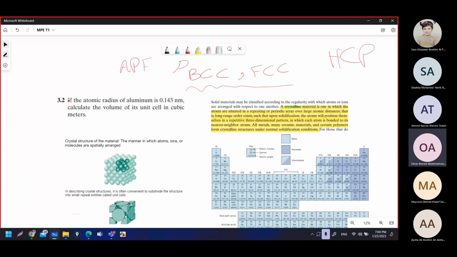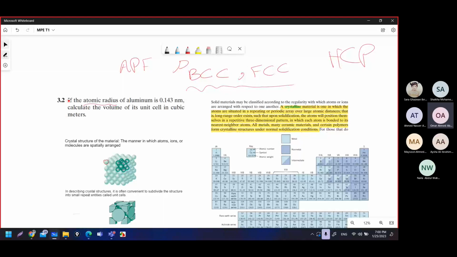The question says, if the atomic radius, we assume always when we talk about atoms that they are like spheres. Okay, it has the shape of the sphere, and we assume it is a hard sphere. So when we draw an atom, we will draw it similar to a sphere. In this question, he said the radius of the sphere represented by capital R, of aluminum, is 0.143 nanometer. So R is equal to 0.143 nanometer.